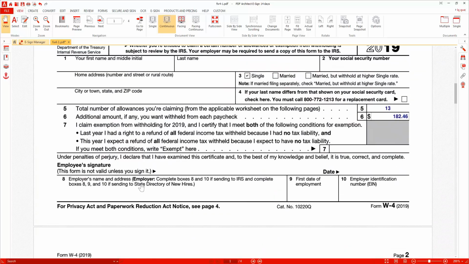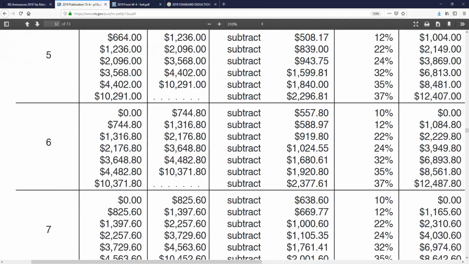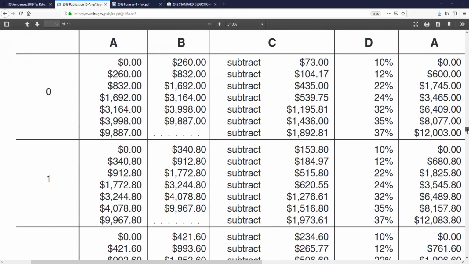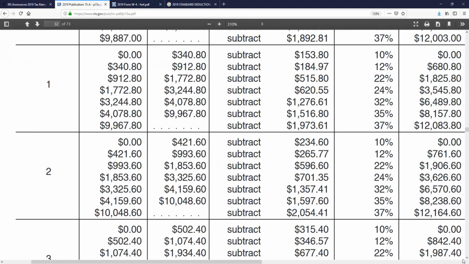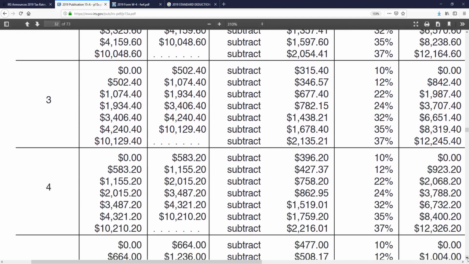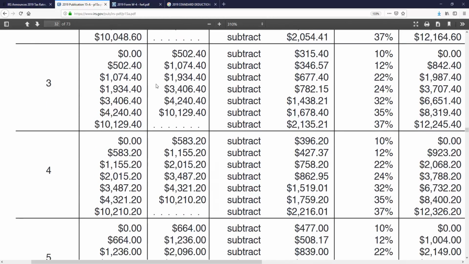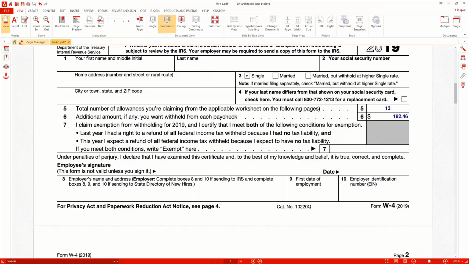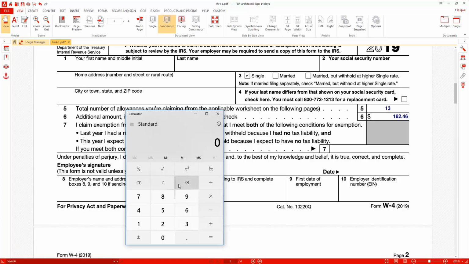Okay? Now, I want to make sure we all understand what happens when you put 5 and 6 and 7 allowances on your W-4. They withhold less taxes, right? Well, this is the table that shows you exactly how the taxes are withheld and how much taxes are withheld. What I like to do is talk to my clients about money management. So let's think about a time where maybe from January to June, you want a larger paycheck.